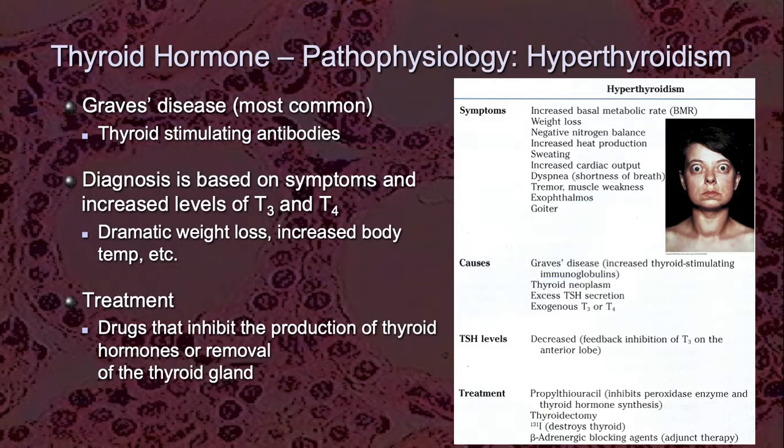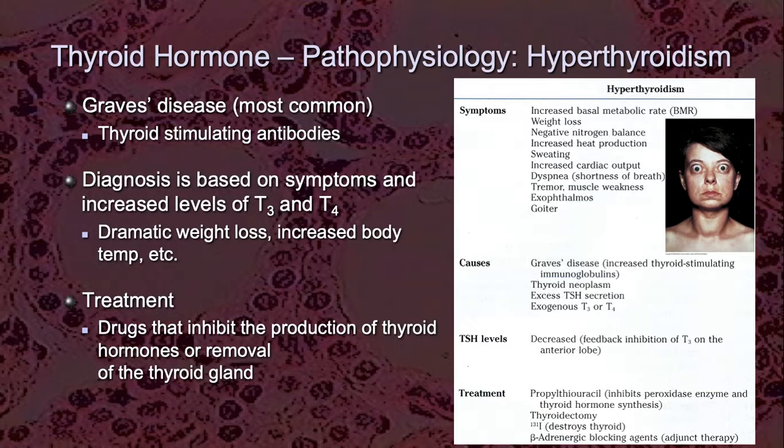How do we diagnose it? We do a blood test, and we look for elevated levels of TH. Right, makes sense. Symptoms are there again, as well as over in the diagram. Treatment: we can give them drugs that inhibit the production of TH.